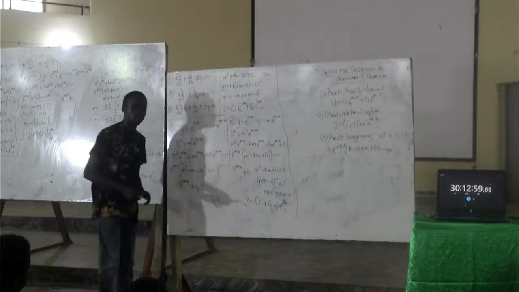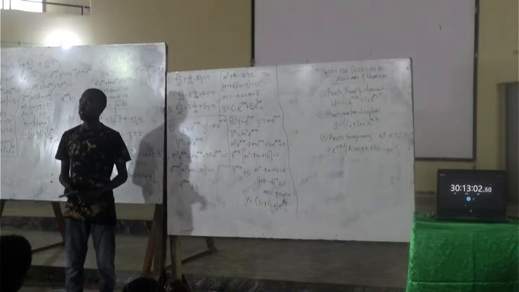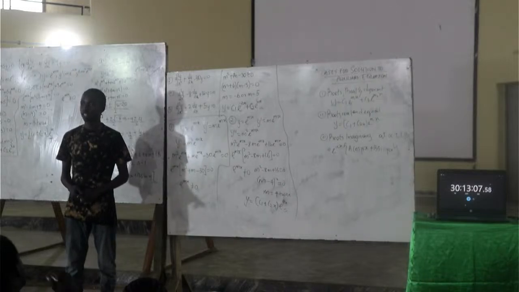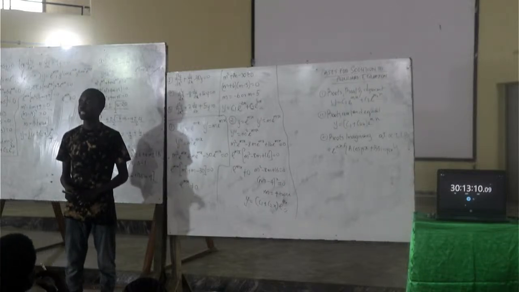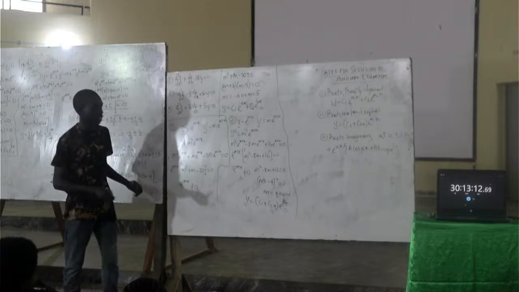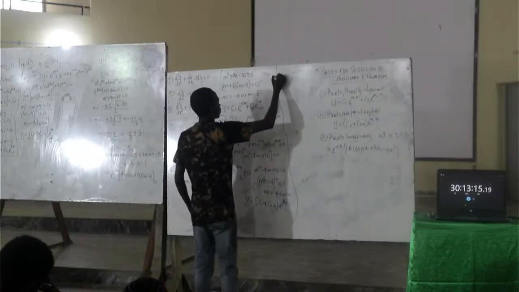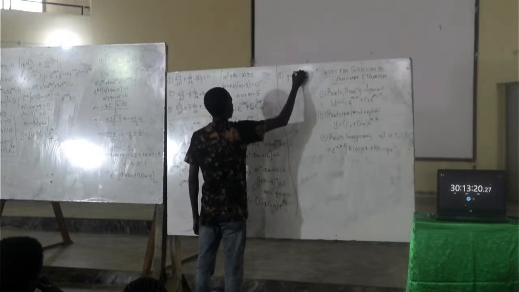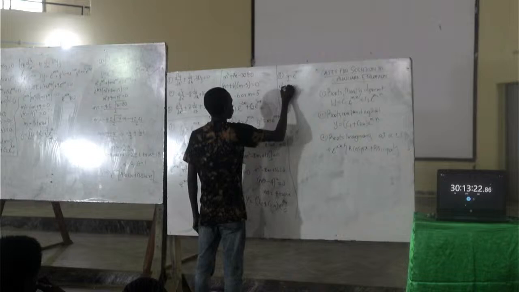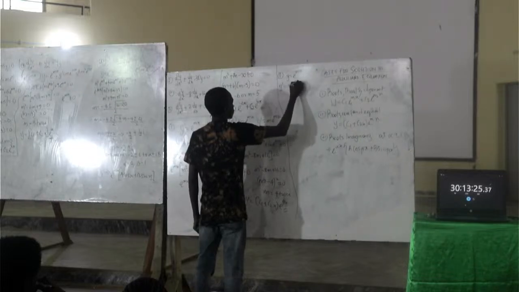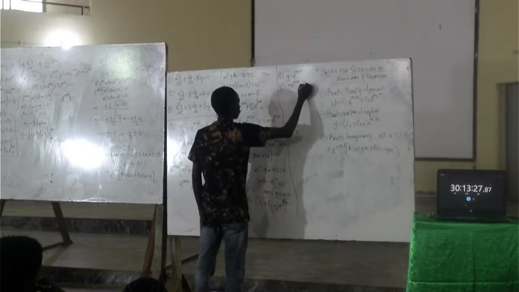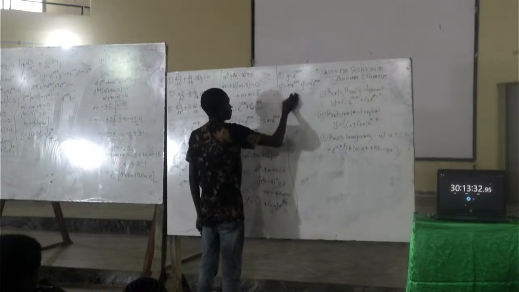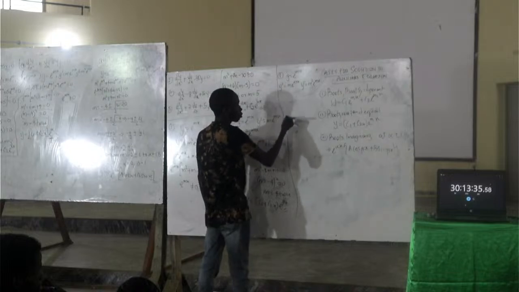Number 3. First step. What is number 1? y equals exponential mx. Next one is y prime equals m exponential mx. Next one is y double prime equals m squared exponential mx. Are we together? And the next one is what?